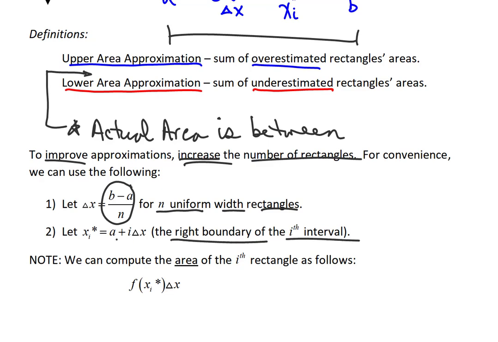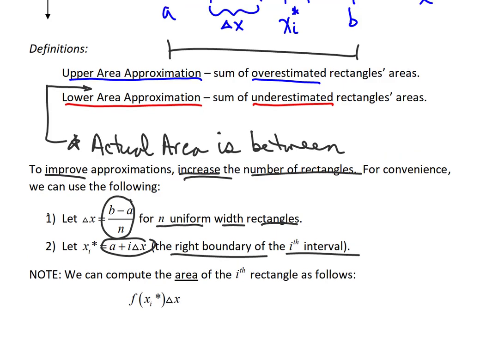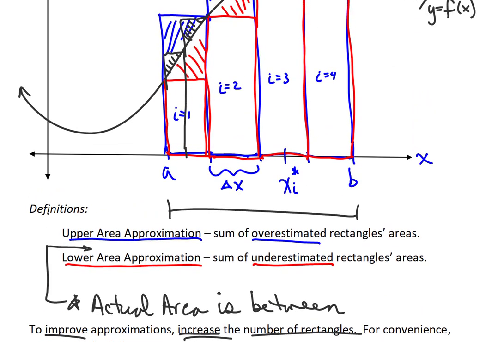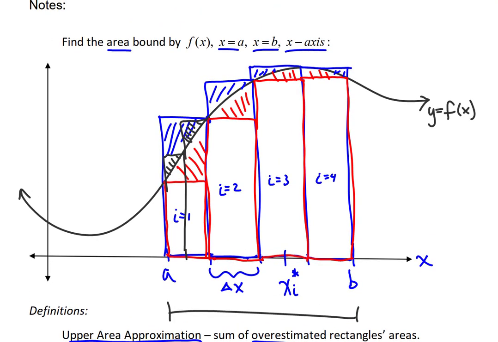And that right boundary is defined by a plus i times delta x. And so this is just a convenient way to set up the algebra. It turns out that the place we use in any given interval for this x sub i star value doesn't matter. Now, it's also going to turn out that that x sub i star value is what we're going to use to compute the height of a rectangle.